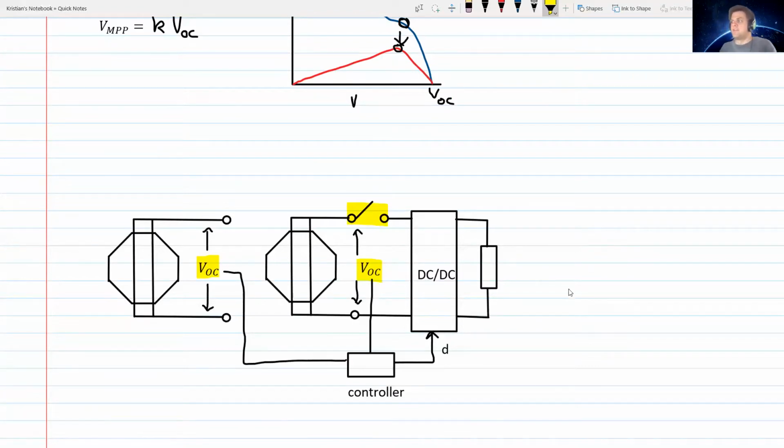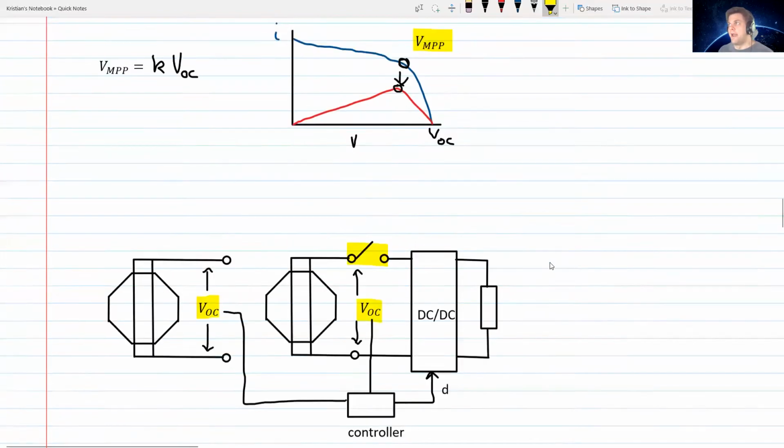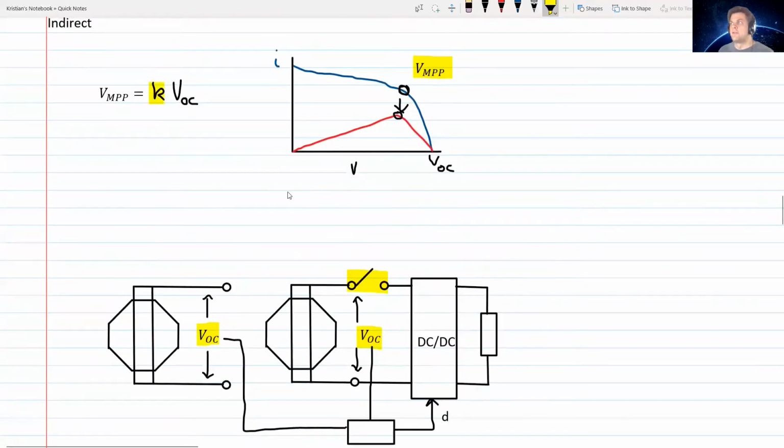We can then feed this into the controller and modify the input of our converter so that the voltage across the photovoltaic cell matches the voltage for the maximum peak power. To determine K, this is often done experimentally by comparing the power curve with the open circuit voltage.